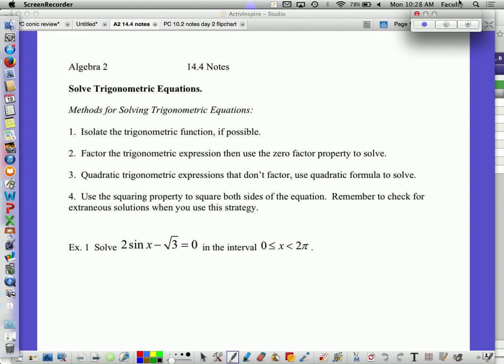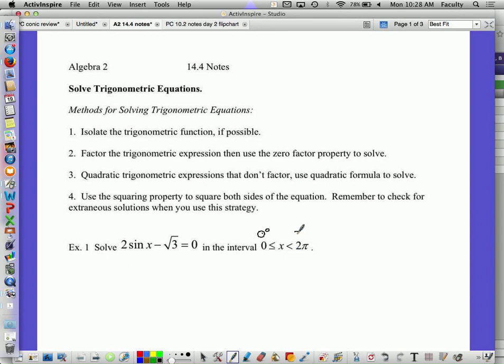It says solve 2 sine x minus radical 3 equals 0 in the interval from 0 to 2 pi. Couple things to notice. Notice there's no or equal to here, so that means 2 pi can't be included. The other thing is, when you're first doing this, since this is Algebra 2 and we're still getting used to radians, do it in degrees and then at the end pop it back into radians. But your final answer should be radians, but it's okay to work in degrees.